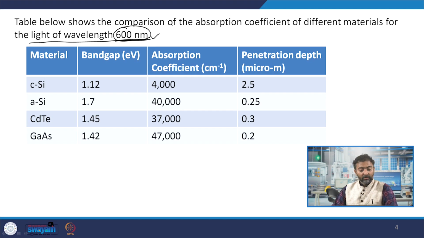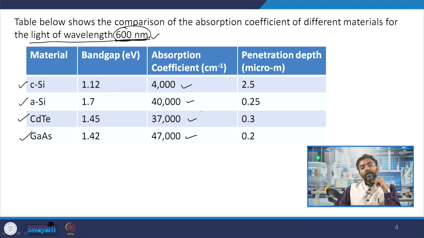So, having said that, let us look at the table. There are these 4 different common solar cell materials: crystalline silicon, amorphous silicon, cadmium telluride and gallium arsenide. These 4 materials are given, and their absorption coefficients are listed here. Interestingly, as per absorption coefficient, crystalline silicon is the lowest among all of these. It has an absorption coefficient of only 4000 per centimeter for a wavelength of 600 nanometer. Highest is gallium arsenide, 47,000 per centimeter, whereas amorphous silicon is the second, 40,000 per centimeter, and cadmium telluride is around 37,000 per centimeter.